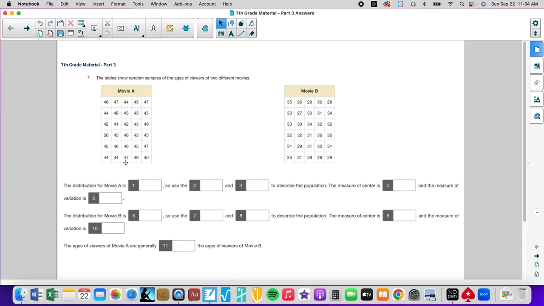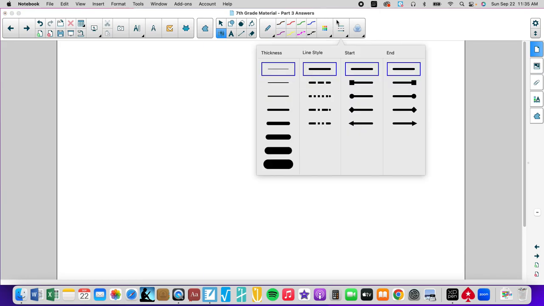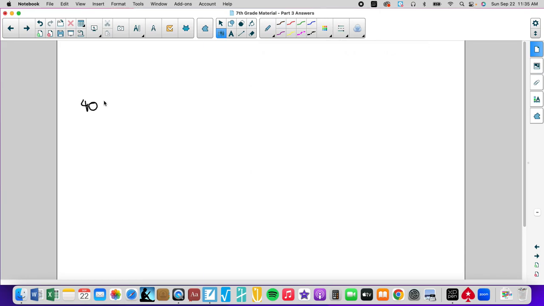So if we took all this data and we just graphed it, what's important, if we take the time to do this, you will notice that we have 1 40, we have a 41-year-old, we have 2 42-year-olds, we have 4 43-year-olds, we have 4 44-year-olds, we have 6 45-year-olds, which is kind of weird.